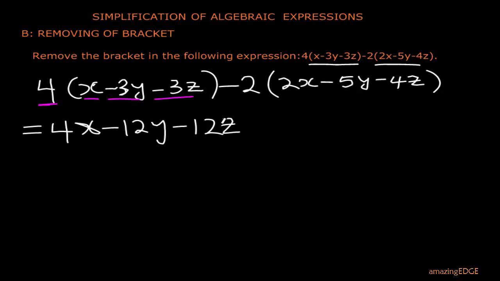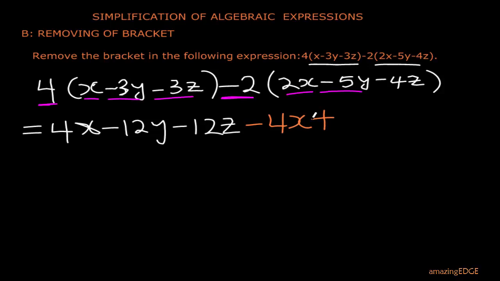So we go to the second bracket. We are starting with the second bracket. We have minus 2. The minus 2 times 2x will give us minus 4x. The next is minus 2 going into minus 5y. What do you observe? You first of all see that minus times minus will give us plus.